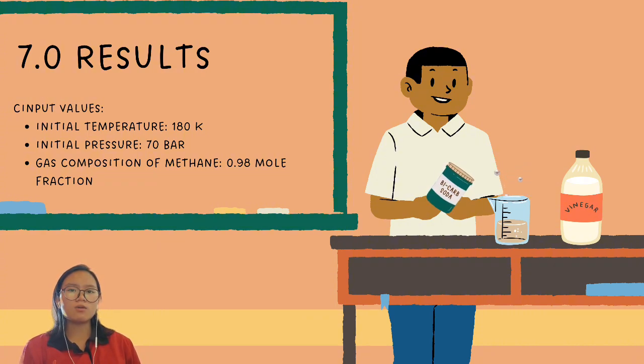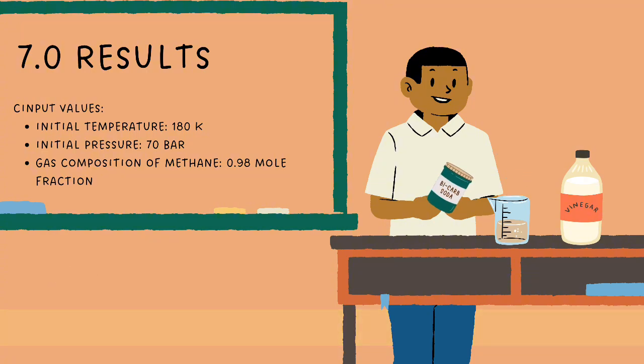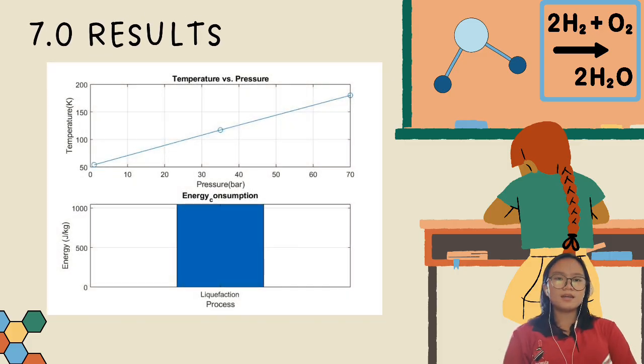For the result, our input value for initial temperature is 180 Kelvin, while the initial pressure is 70 bar, and the gas composition is 0.98 mole fraction. After putting in our input values, we will get this result, which shows the temperature versus pressure graph, and at the bottom is the energy consumption chart.